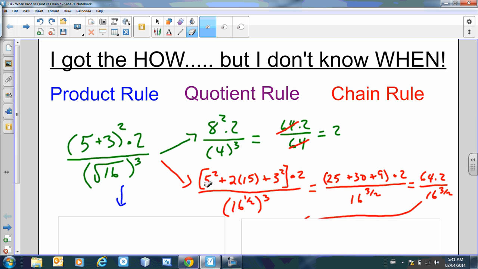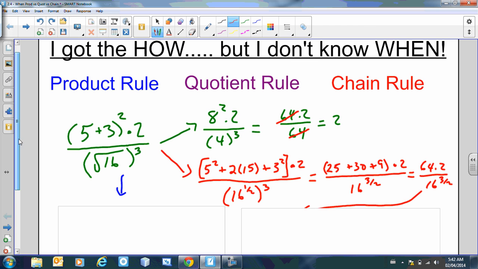So 5 plus 3 squared could be rewritten as 5 squared plus, multiply the two is 15 and double it, because you're going to get a 5 times 3 and another 5 times 3. And then the final term squared is 3 squared. Extending this out, 25 plus 30 plus 9 times 2. My denominator, we also learned in grade 9 that the square root is the same as exponent 1/2. So rewriting it this way is fine. Multiply my exponents to simplify here, 3 halves.